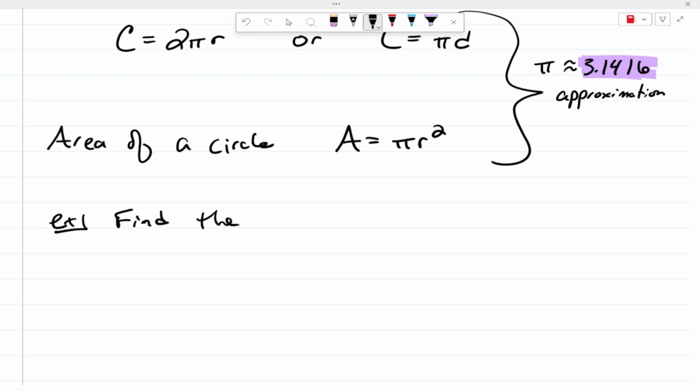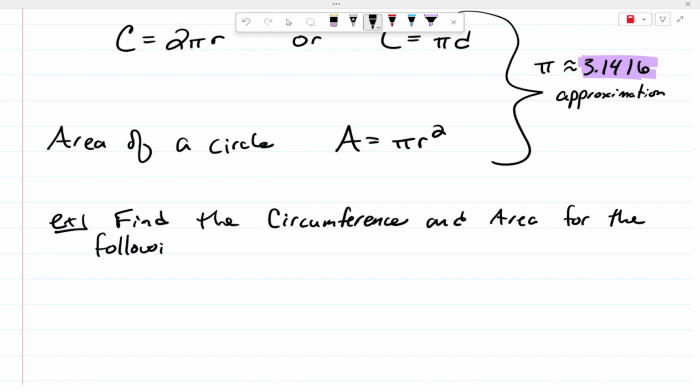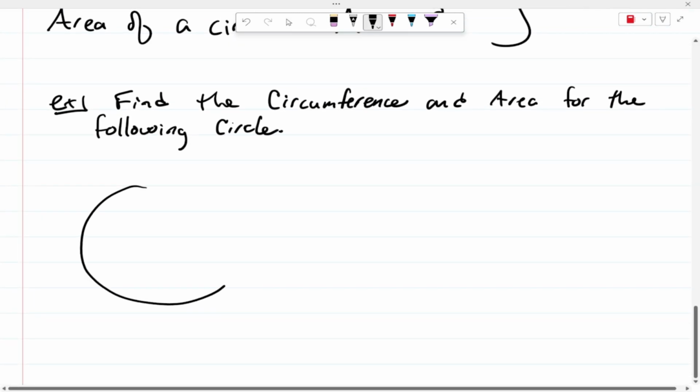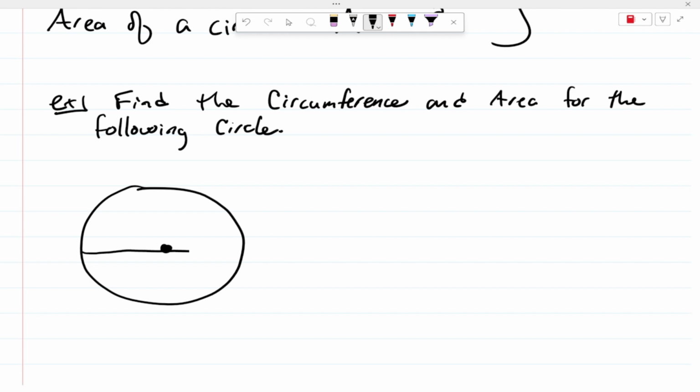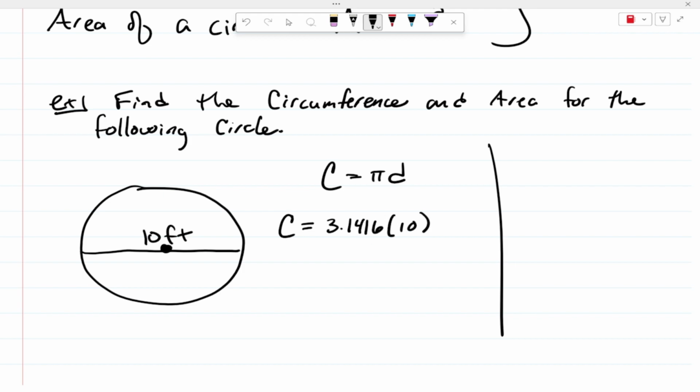If we wanted to find the circumference and area for the following circle, and like I said, I'm going to keep this nice and neat so we can do mental math. Here's our circle. Here's our diameter, and it's 10 feet, all right? So circumference is equal to pi times diameter. So we're going to get C equals 3.1416 times 10. So our circumference is going to be 31.416 feet.